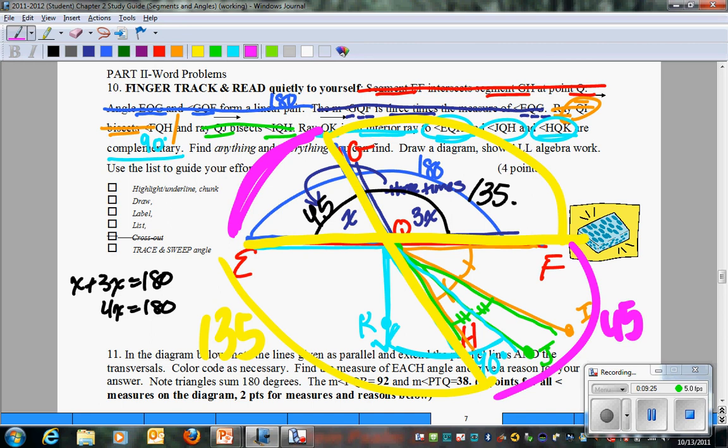Two angles are supplementary and add up to 180.